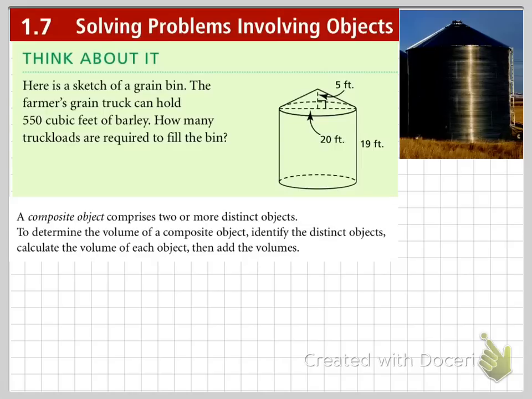Well, a composite object is what this is, and a composite object comprises two or more distinct objects. To calculate the volume of a composite object, what we have to do is identify the distinct objects and then calculate the volume of each object and then add the two volumes together.